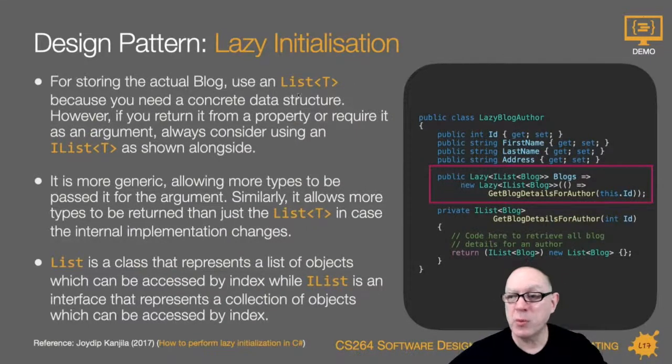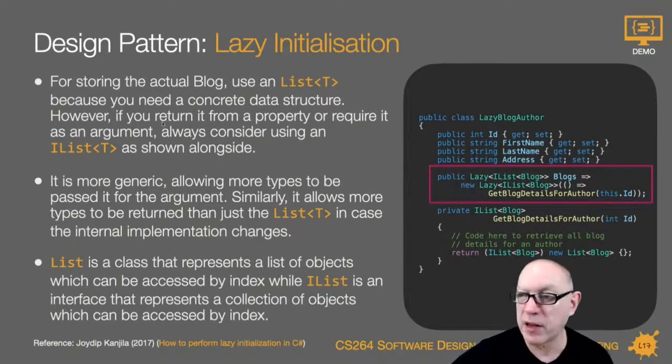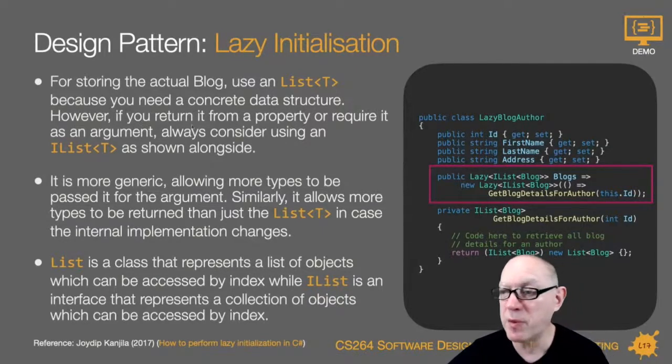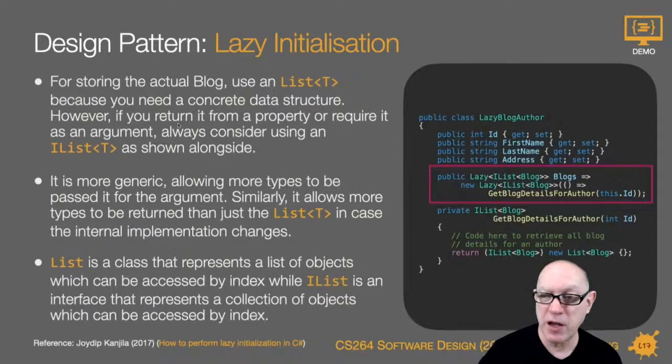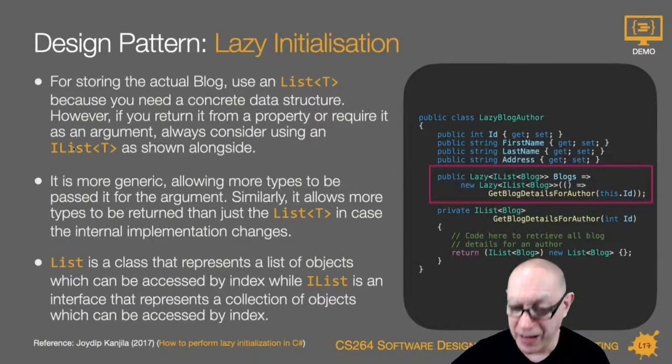For storing the actual blogs, we use this List T, because you actually need a concrete class in order to be able to do that. If you return it from a property or require it as an argument, it's always best to consider using an IList T, as we've seen here.